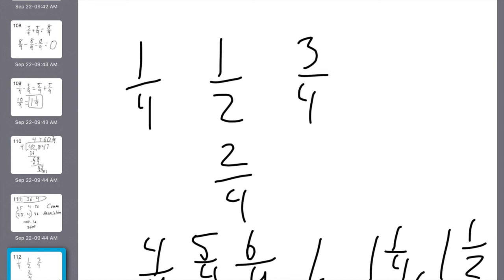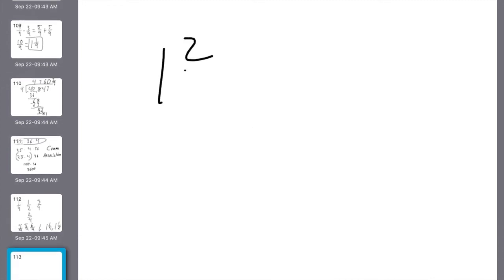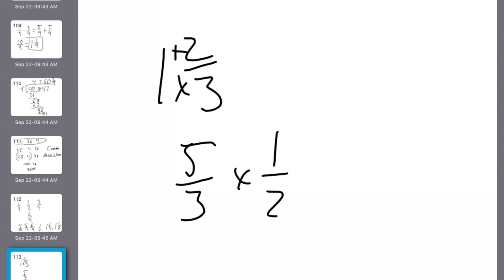And last but not least, number 29. Write 1 2/3 as an improper fraction. Multiply and add gives me 5/3. Multiply that fraction by 1/2 gives me 5 on the top, 6 on the bottom, and you have your answer of 5/6.